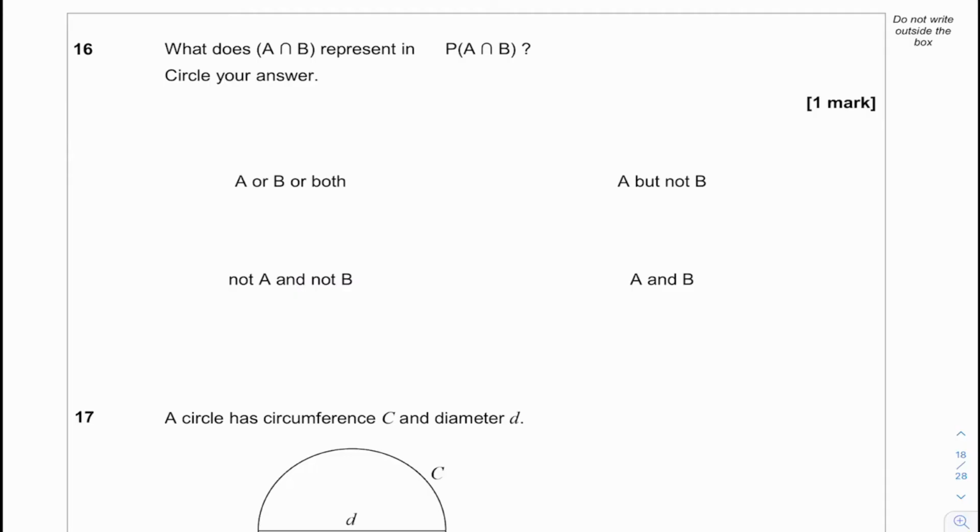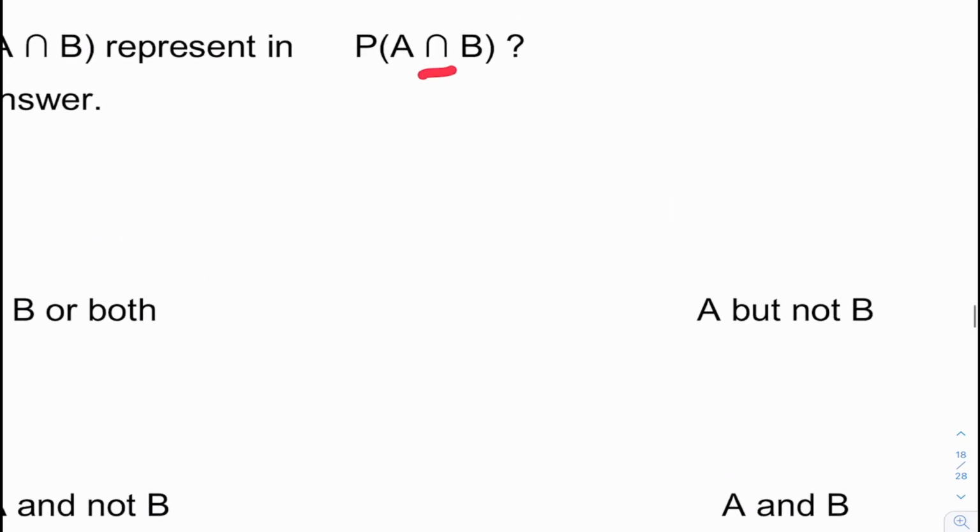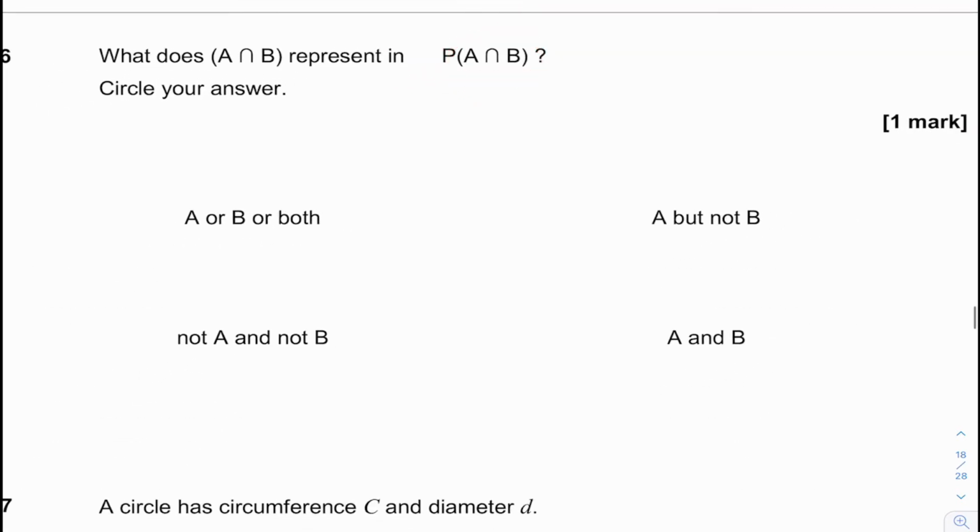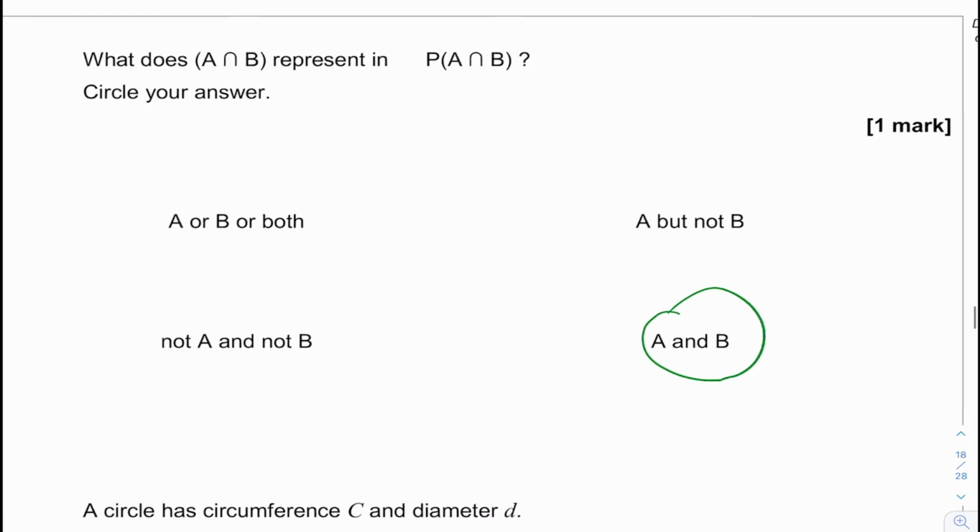Okay, so question 16, we need to say what A and then this weird n kind of symbol represent in the probability of A, weird symbol B. Now this weird symbol, all it means is intersect. So it means what is the probability that some event happens for both A and B, so A and B combined. If we look at the answers, A or B or both, no. A but not B, no. Not A and not B, no. And then A and B, it is this one because it is the probability of A and B combined, or A intersect B. So the answer is A and B.